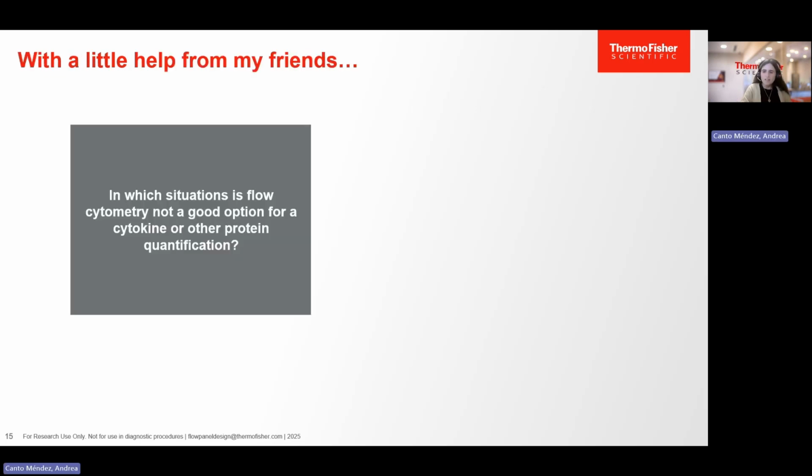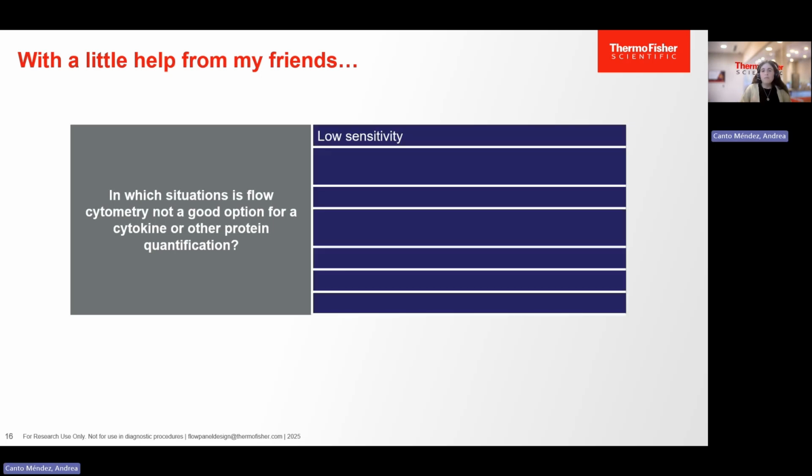So going back to the previous topic, we can encounter multiple situations in science where flow cytometry might not be the best option to quantify a cytokine or any other protein. And in this case, flow needs a little bit of help from its friends to answer our biological question and achieve our experiment goal. For example, we might encounter situations where the sensitivity of the flow cytometry method is not sufficient to detect our cytokine of interest.